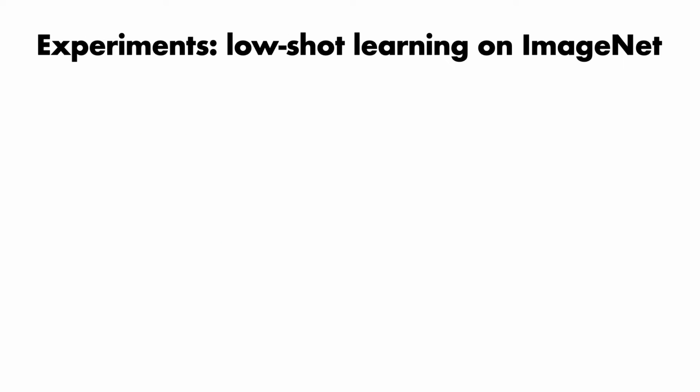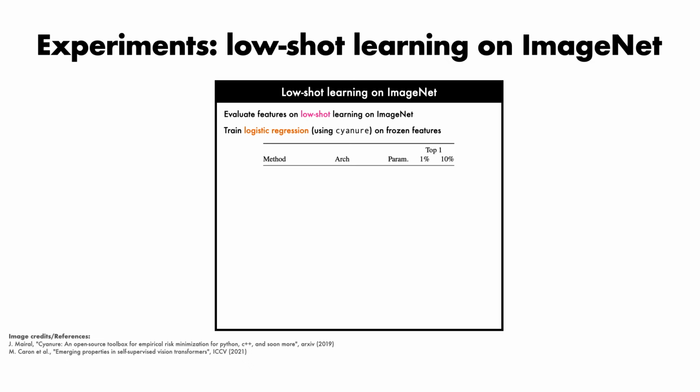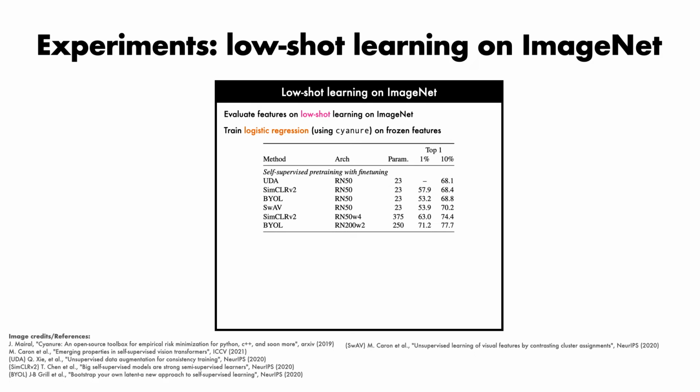The next experiments examined the performance of Dino features for low-shot learning on ImageNet. This is done by training a logistic regressor with the scikit-learn library on frozen Dino features using either 1% or 10% of the training set labels. Comparisons are made with self-supervised pre-training and fine-tuning methods like unsupervised data augmentation, SimCLR v2, BYOL, and SwAV with ResNet-50, as well as SimCLR v2 and BYOL with chunkier models.